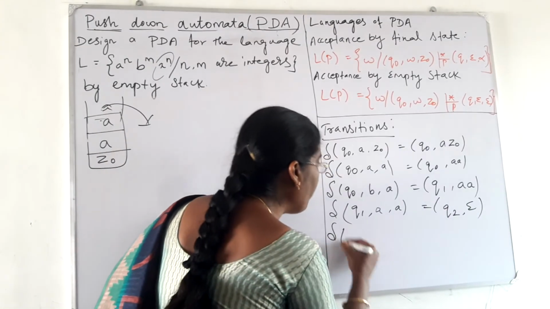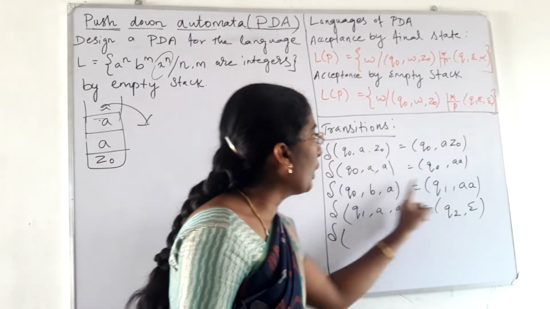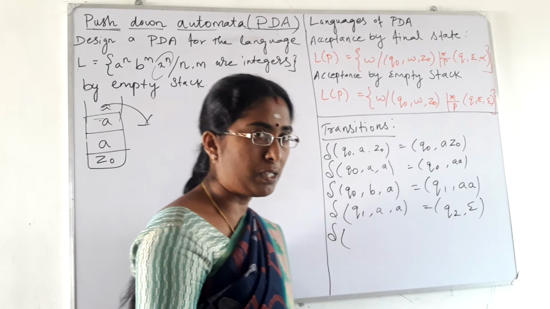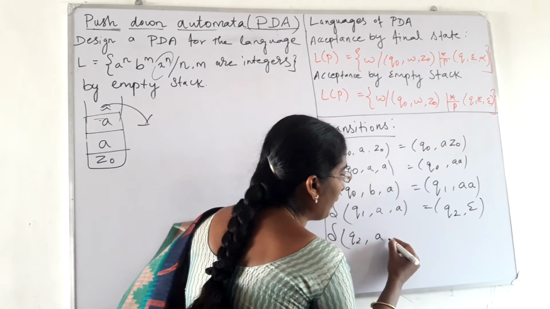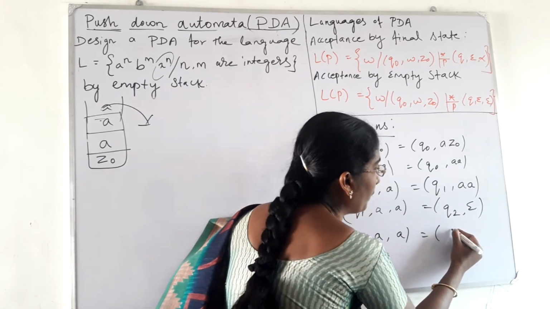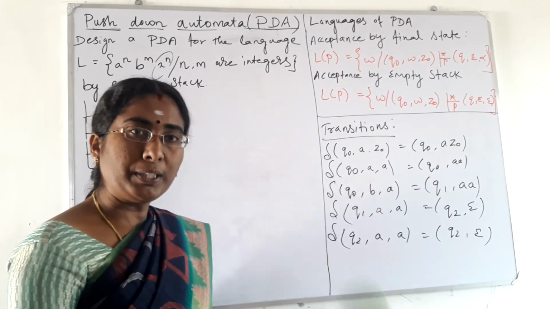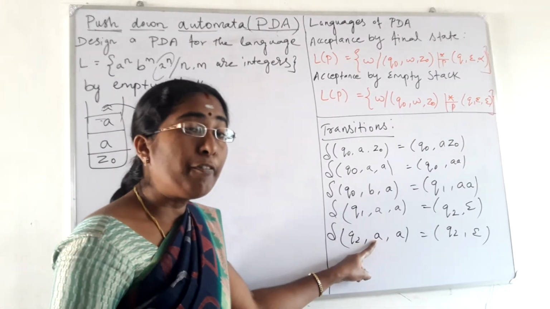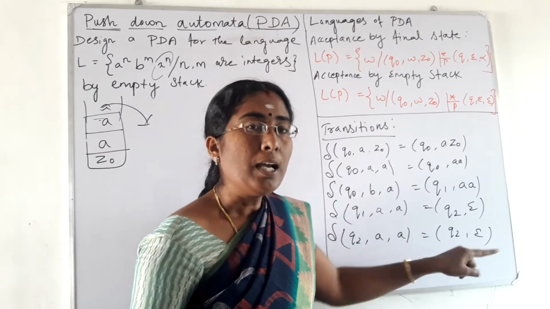Next, from the state Q2. Here we changed the state to Q2, so we are not able to use the same transition for n number of times. From the state Q2, again you are reading the symbol A with the top of the stack as A. It is also equal to Q2 comma epsilon. Again we pop the elements. Comparing the top of the stack with the input symbol, if it matches, that element should be popped out from the stack.